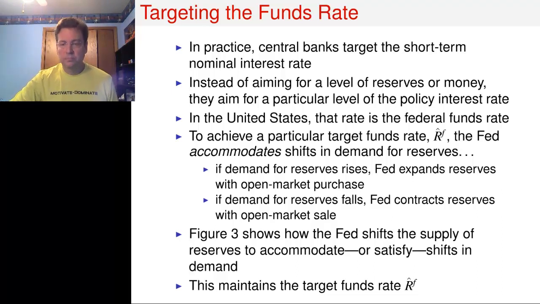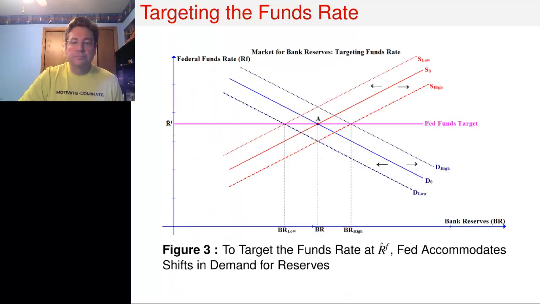So in this case, we're thinking that the target federal funds rate is this R hat F. If the demand for reserves rises, well, that would tend to want to drive the interest rate up above this target. And so what the Fed does then is it expands reserves by conducting open market purchases. On the other hand, if there's a decline in the demand for reserves, then the Fed contracts reserves through open market sales.